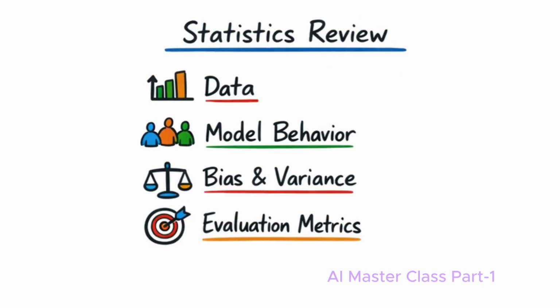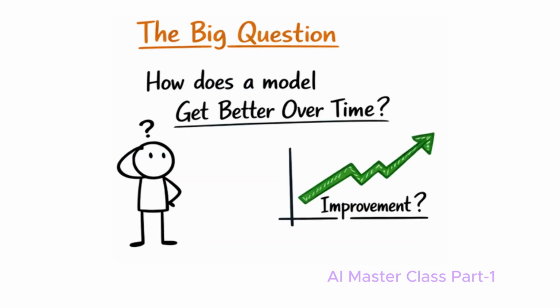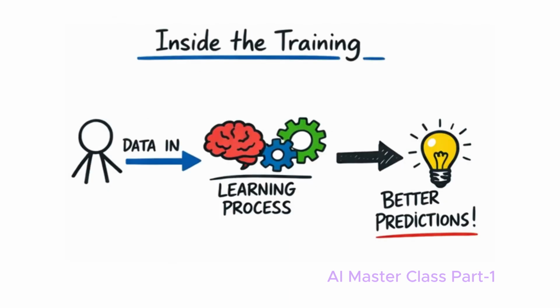Previously, we covered statistics. We understood data, model behavior, bias, variance, and evaluation metrics. But there was one question we never answered. How does a model actually get better over time? Like when you train a model, what is actually happening inside? How does it go from making a terrible prediction to actually useful ones? That is what optimization answers.